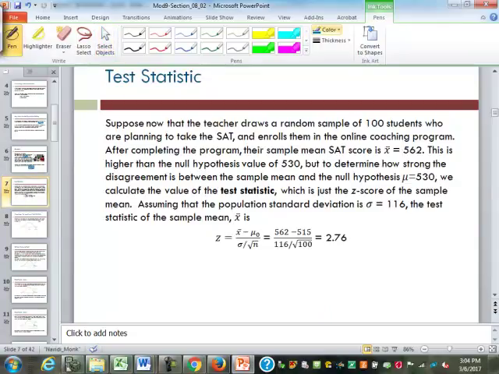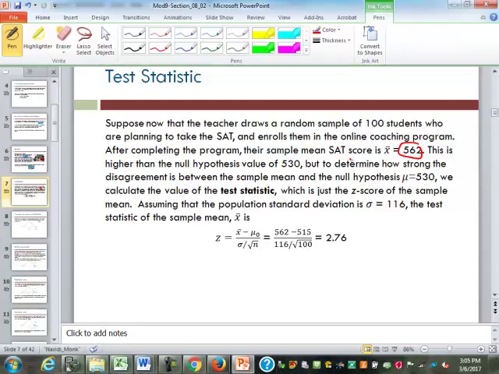So the teacher draws a random sample. It has to be a simple random sample of 100 students who are planning to take the SAT and enrolls them in the online coaching program. After completing the program, their sample mean SAT score is 562. Well, that's more than 530. But is it enough more that we can prove our point, that we can say, yep, all students who have been coached score more than that? And then we have to see. So this is higher than the hypothesis.